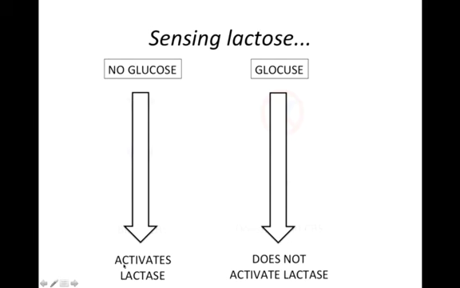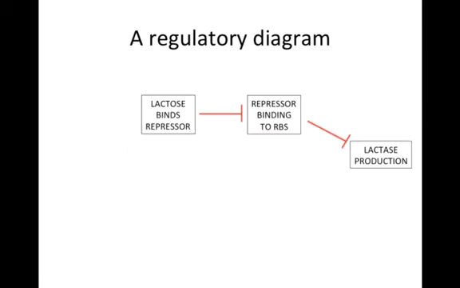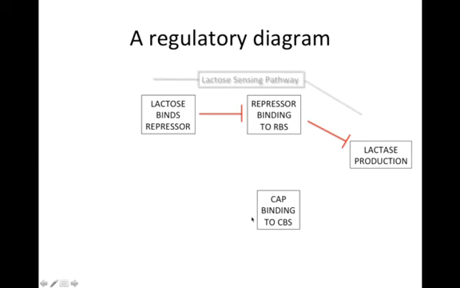If we have glucose, we do not activate lactase. Sorry, if we do not have glucose, we activate lactase. If we have glucose, we do not activate lactase. Okay, so we can build this into our regulatory diagram. So on the top, we have our lactose sensing pathway that we already talked about. And now we can build up our glucose sensing pathway.